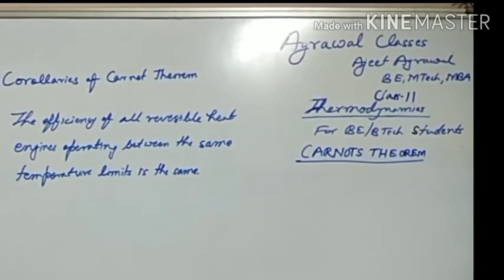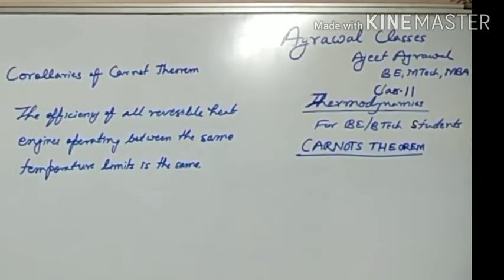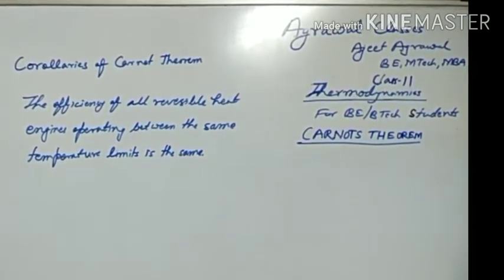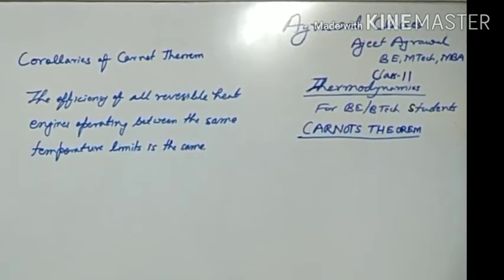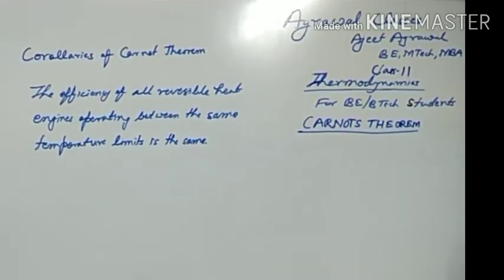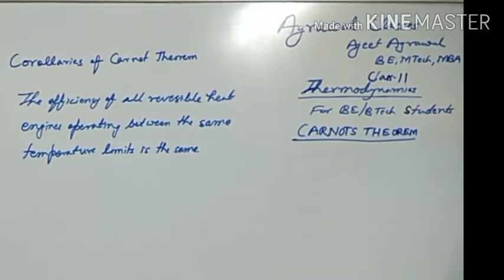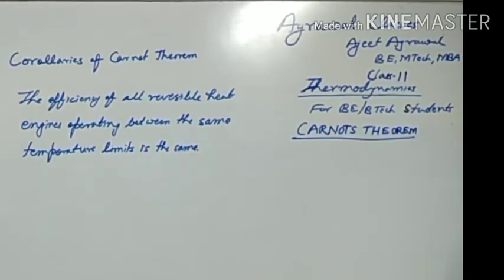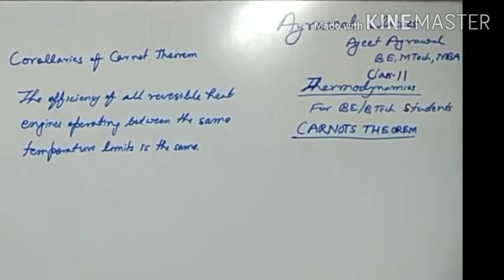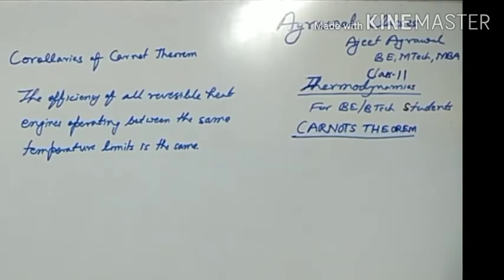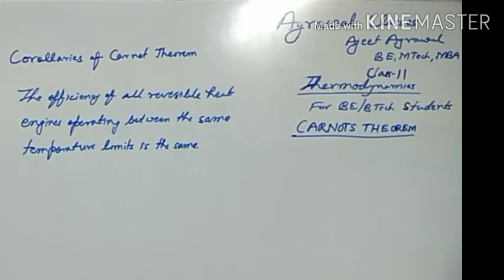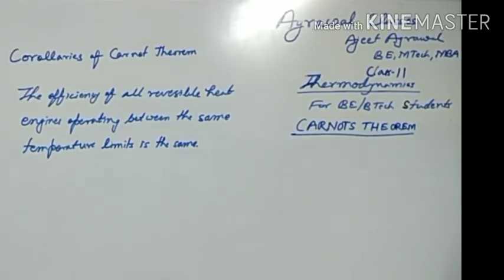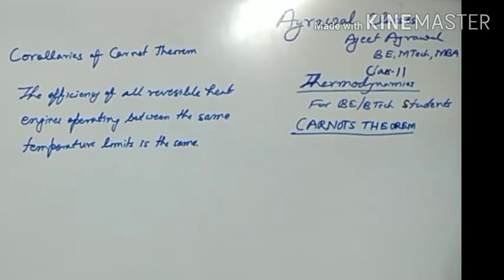Let us discuss the corollaries of the Carnot theorem. The efficiency of all reversible heat engines operating between the same temperature limits is the same. So whenever we have reversible engines operating between the same temperature limits, the efficiency of all the engines will be the same. We can conclude one more thing, that the efficiency of the engine is independent of the nature or amount of the working substance undergoing the cycle. Because in this case we have only the temperature as the criteria, the maximum temperature and the minimum temperature. If they are the same, then the efficiency of the reversible heat engine is the same. So it is independent of the nature and amount of the working substance undergoing the cycle.